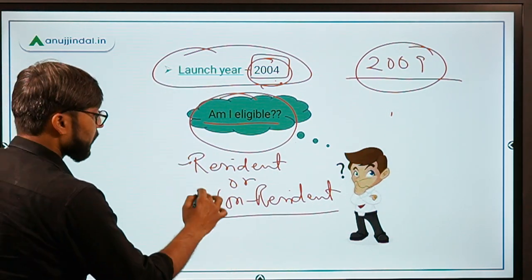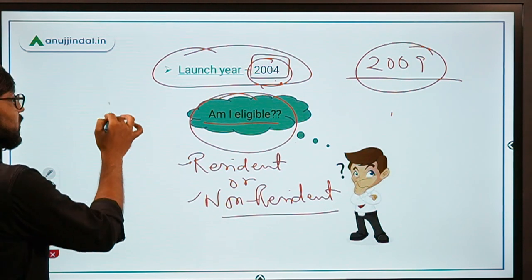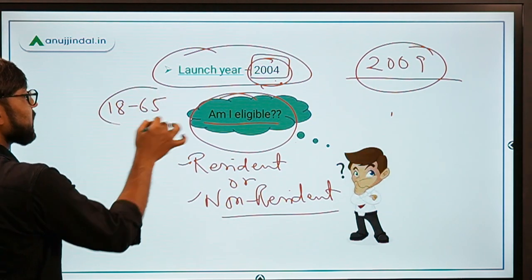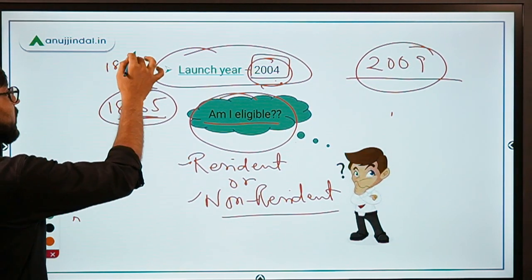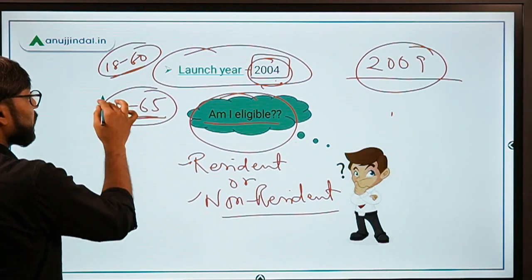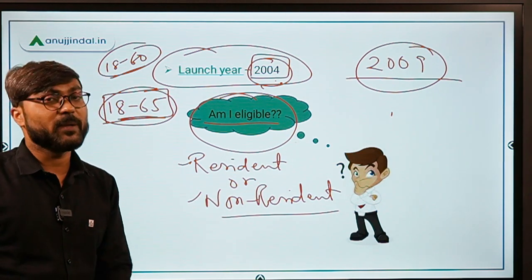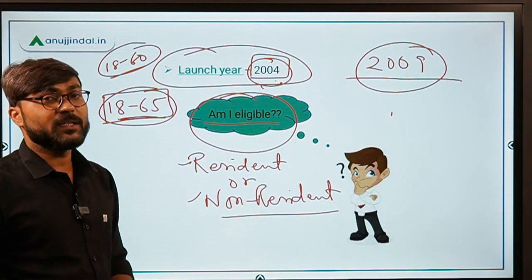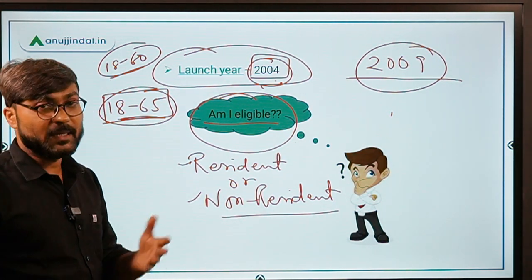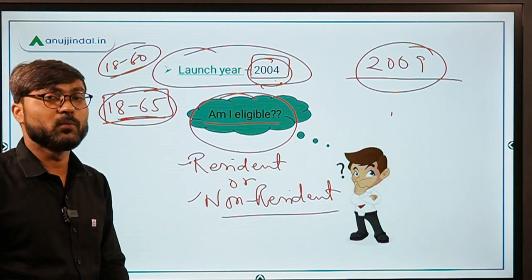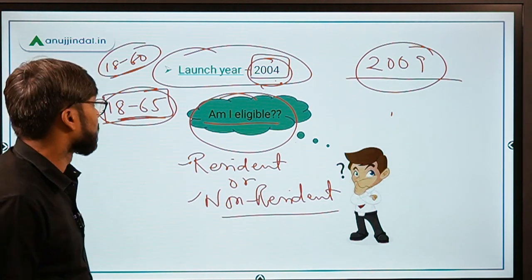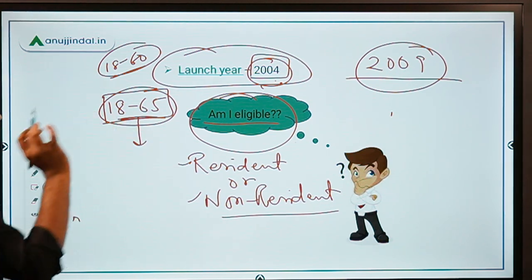Okay, so this eligibility is clear, and the age group should be 18 to 65 years. Earlier this age group was 18 to 60, but it was extended to 18 to 65 because kai log aise hain jo ki 60 ke upar ki umar pe bhi kaam karte hain, because there are various persons in our country who work after the age of 60 also. Okay, so the age group is 18 to 65.